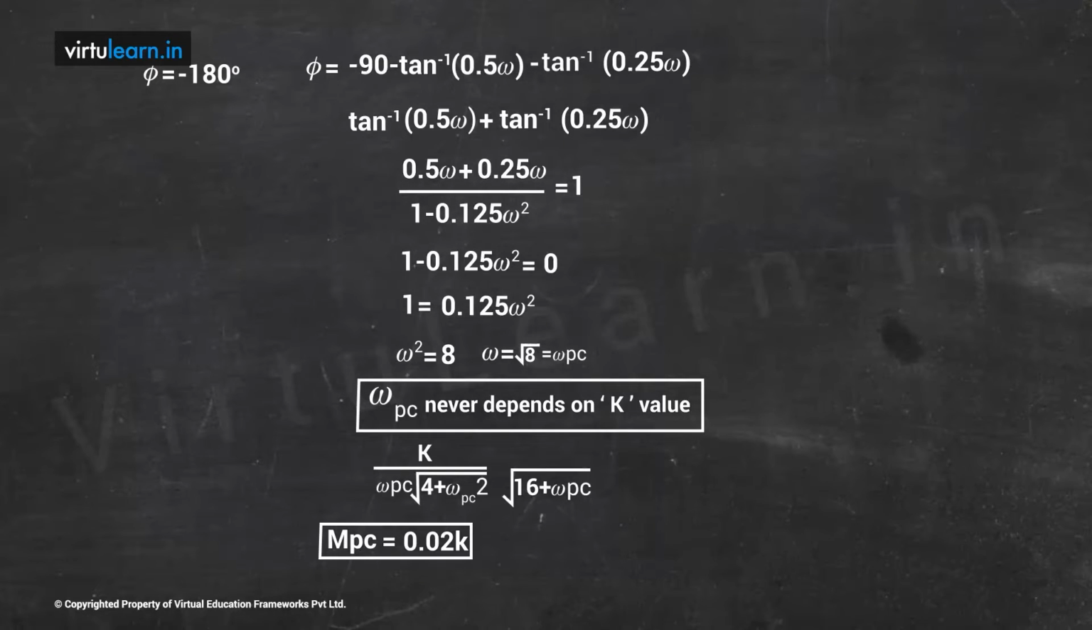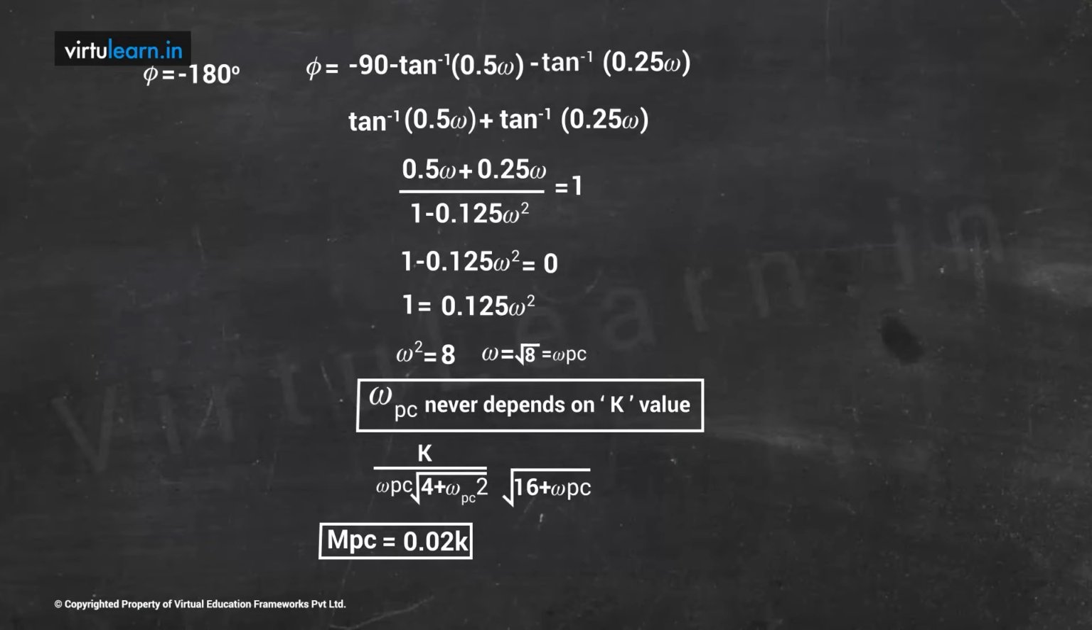When you apply it on the right side, that will be infinity. When you apply here, you will be getting tan A plus B. So it is 0.5 plus 0.25 divided by 1 minus 0.125 omega square, which is infinity. You reverse it, then you will be getting 1 minus 0.125 omega square is 0. You will be getting the omega value as root 8. So under root 8 will be the omega PC.